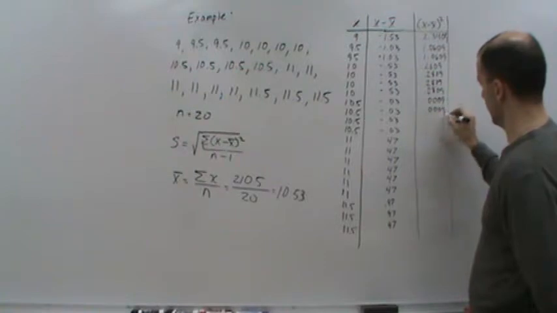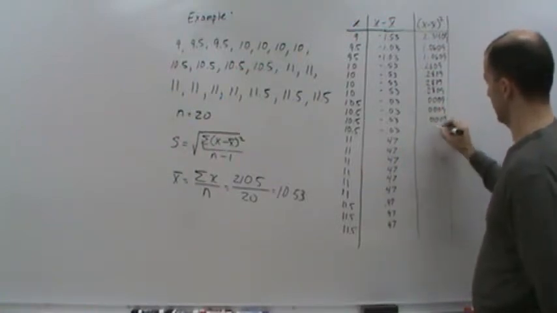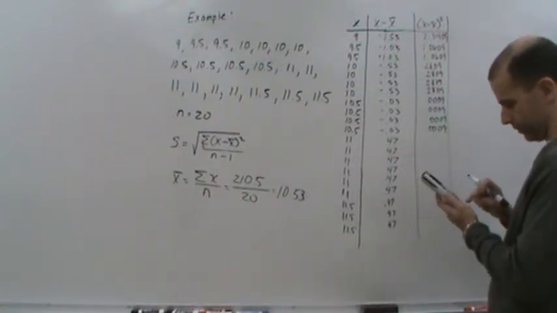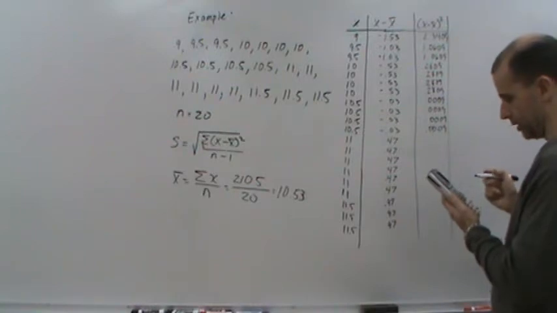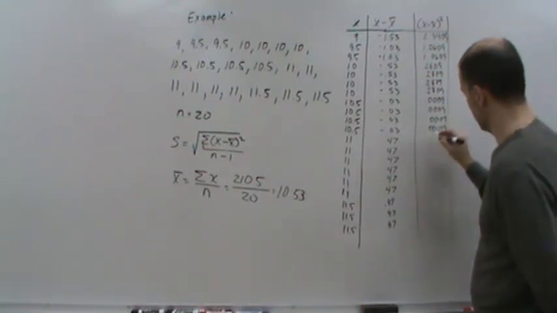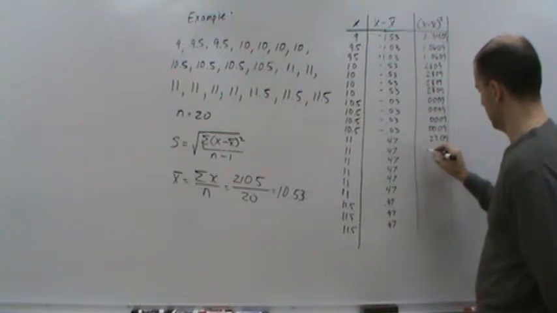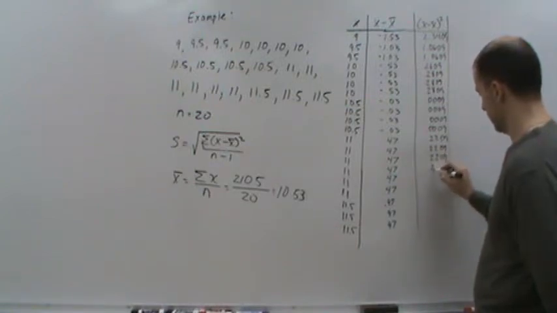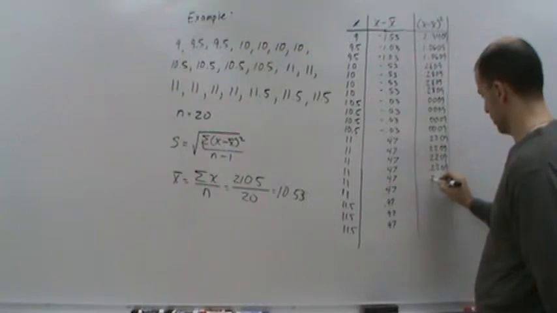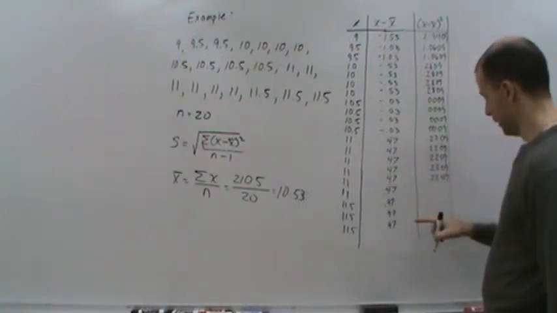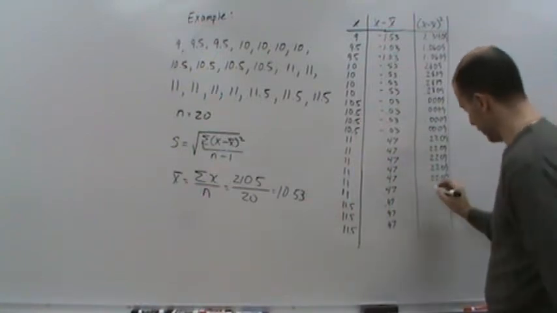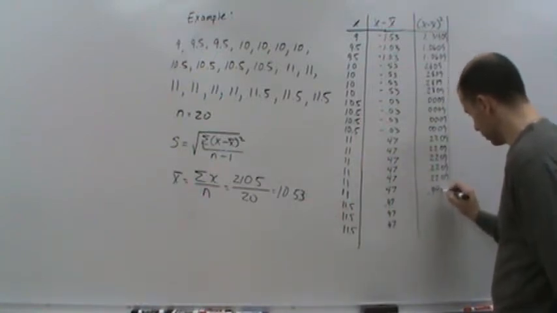So 0.0009, repeated. And then 0.47 squared is 0.2209, repeated, and we're going to do this a total of 6 times. And then 0.97 squared, 9409. So 0.9409.